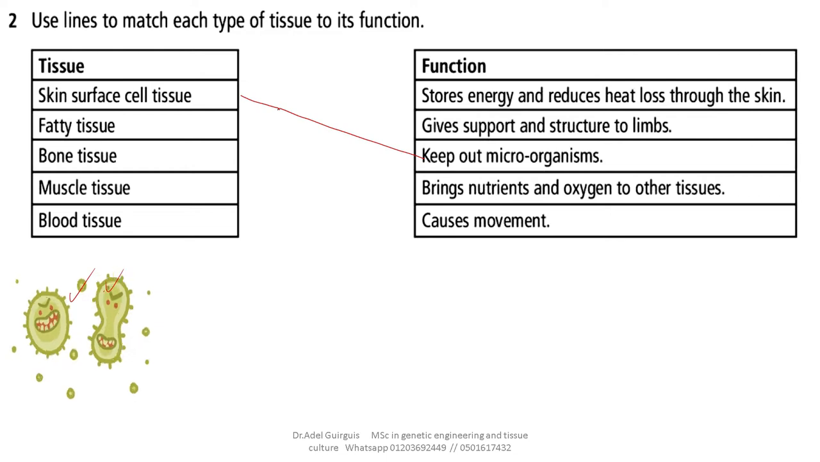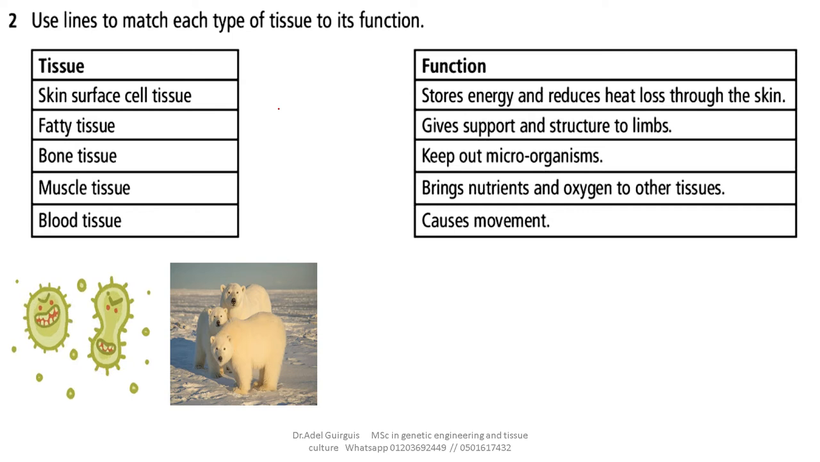Number 2, fatty tissue. Fatty tissue is stored underneath the skin of polar bears and penguins. This tissue stores energy and reduces heat loss through the skin, acting as an insulator against heat loss from their bodies to the atmosphere. As you know, they live in very severe cold conditions in polar regions. Penguins, seals, and polar bears all have a thick layer of fatty tissue underneath their skin.